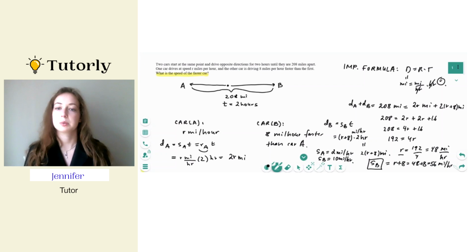So what did we just do? We found the speed of car B, which is the faster car, using our important formula, which we know is distance is equal to rate times time.